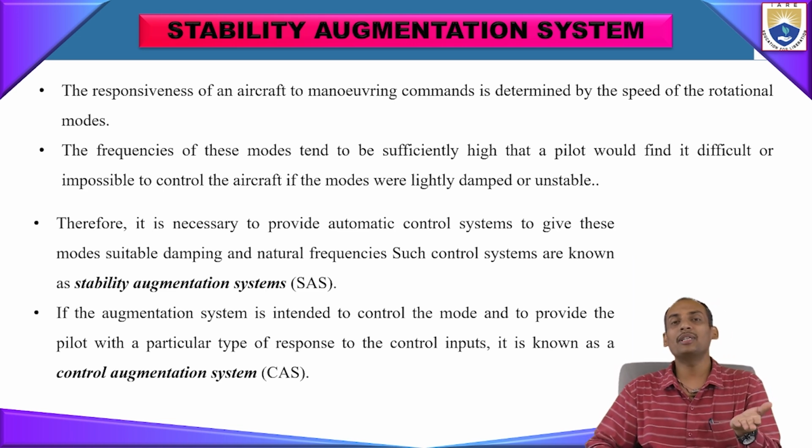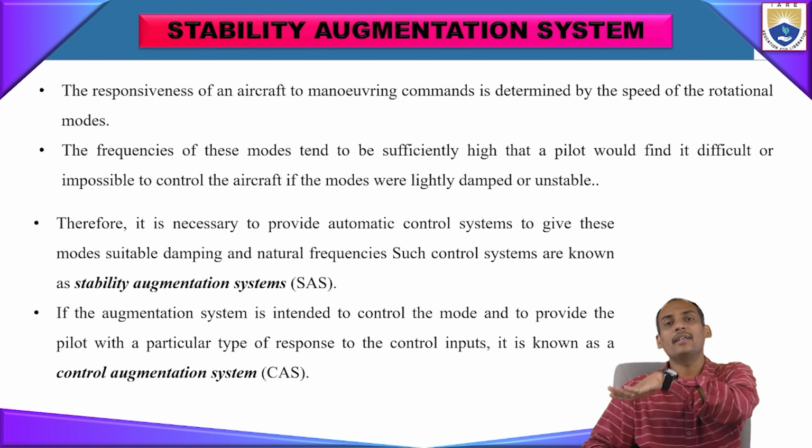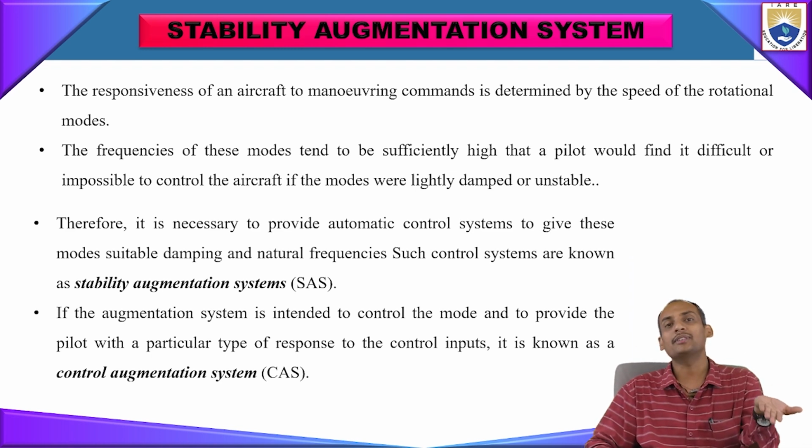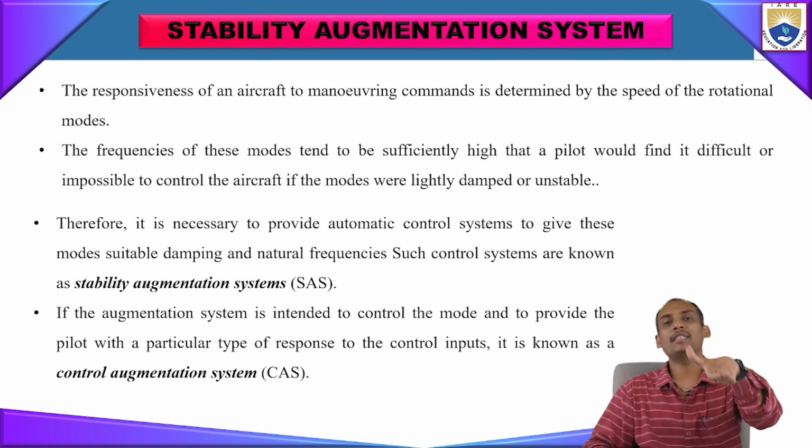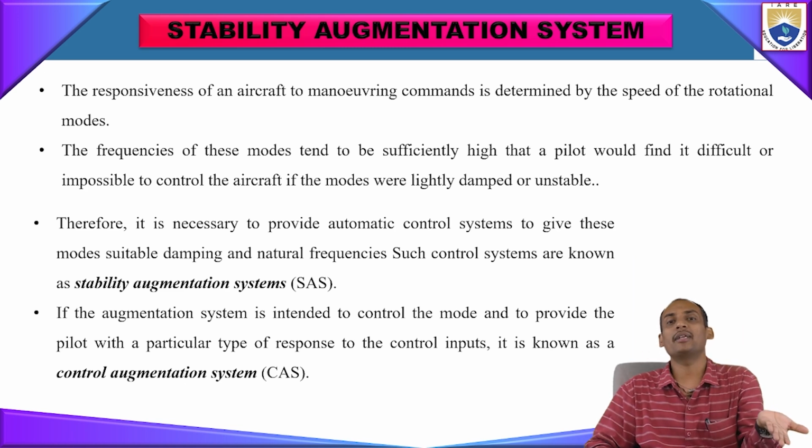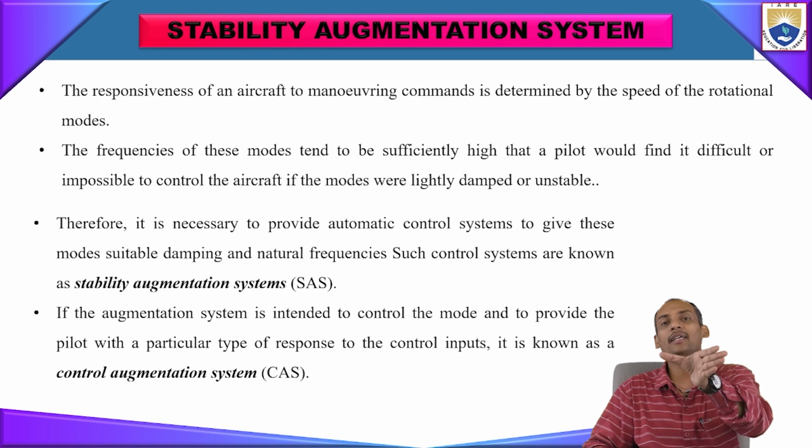Here the aircraft tends to come back to its original or stable position. So the main requirement of the stability augmentation system is to make the aircraft stable, or if it is moving in a differential unstable condition, it can regain its stable condition. This augmentation system will help the aircraft to regain its stable condition.